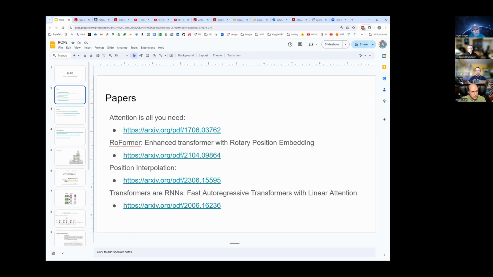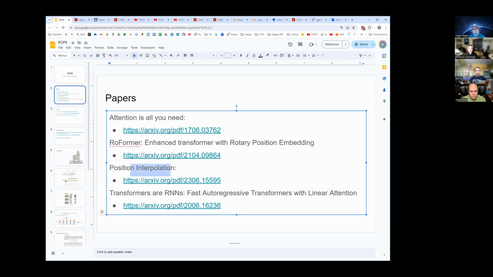And then there's position interpolation. We're not really going to have enough time for that, but it's one of the things that's enabled by the rotary position embedding. That's kind of interesting, maybe skim through that. And linear attention is referenced within the RoFormer document. I don't think we'll get into it very much, but I did provide the link anyhow.